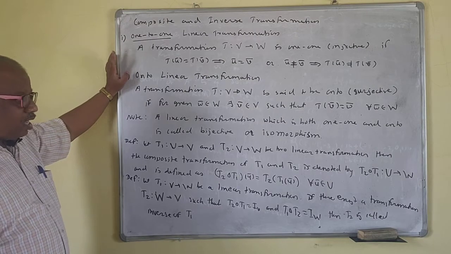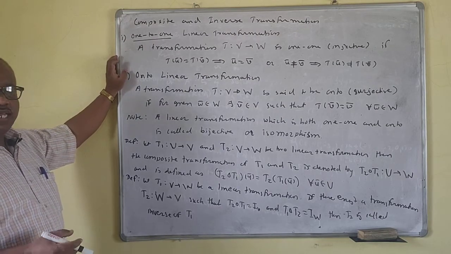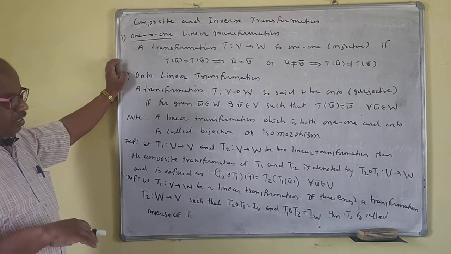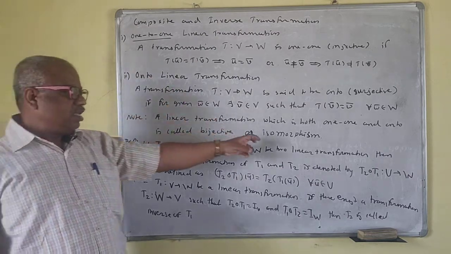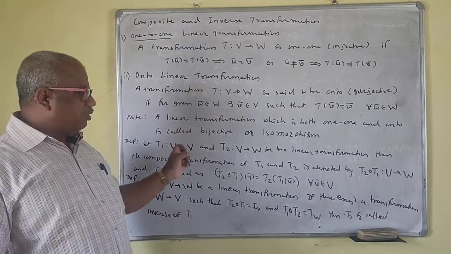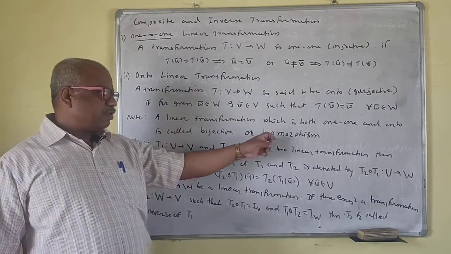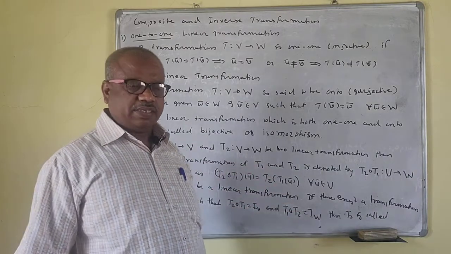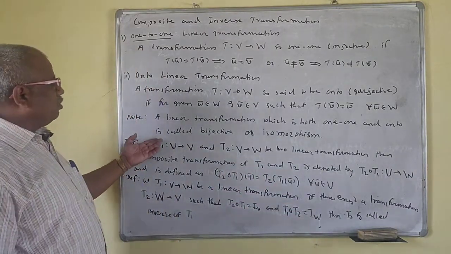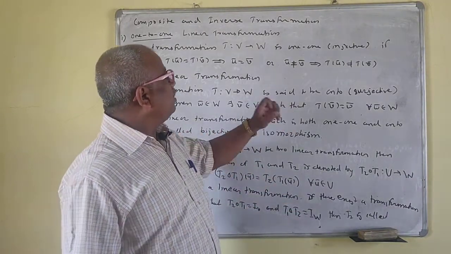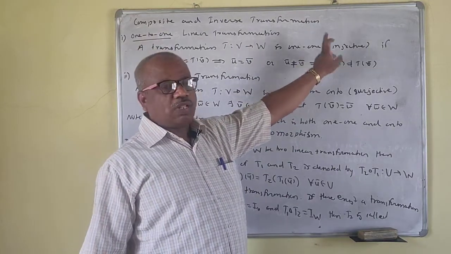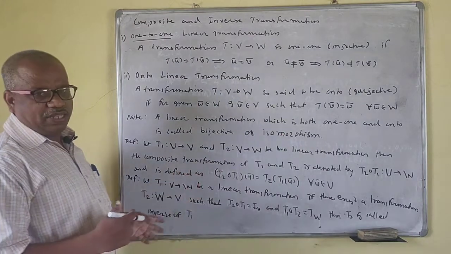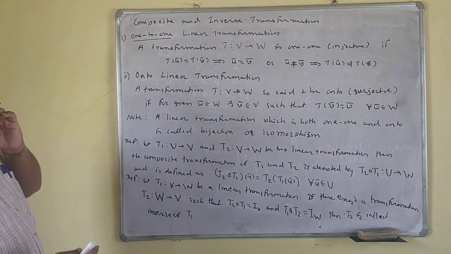If it is one-one and onto, we say that it is bijective, a bijective linear transformation, and a bijective linear transformation is also called an isomorphism. That means this linear transformation is an isomorphism if it is one-one and onto, that is, bijective. One-one is called injective and onto is called surjective. So we are familiar with this as a function now.